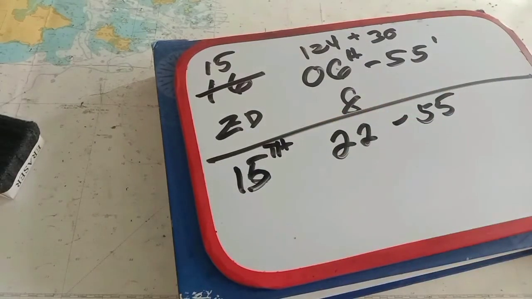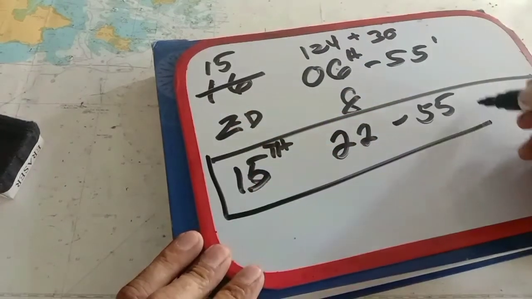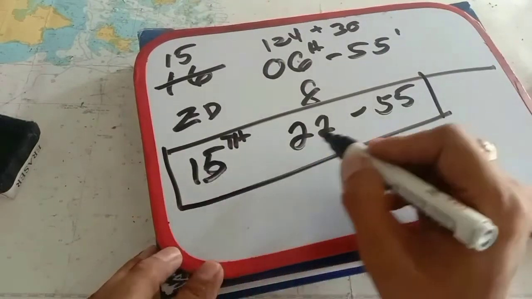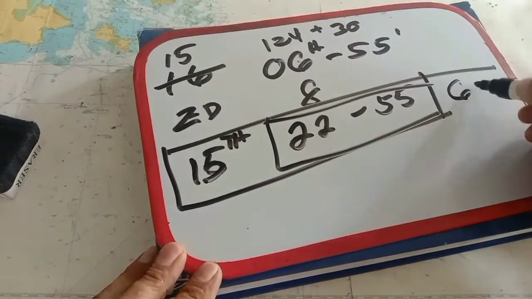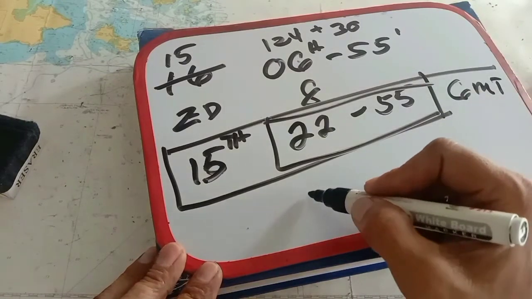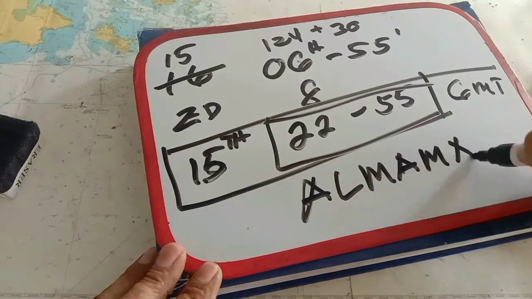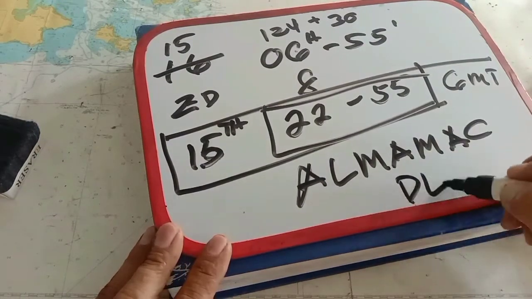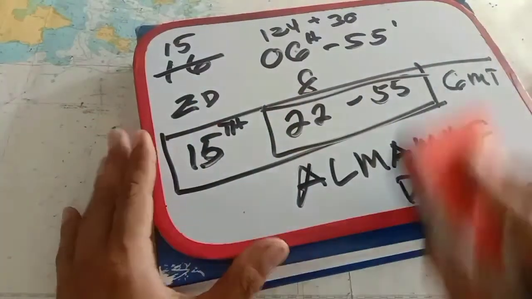August 15. So this one, you should use this time, GMT, in the almanac, so that we can see the declination.